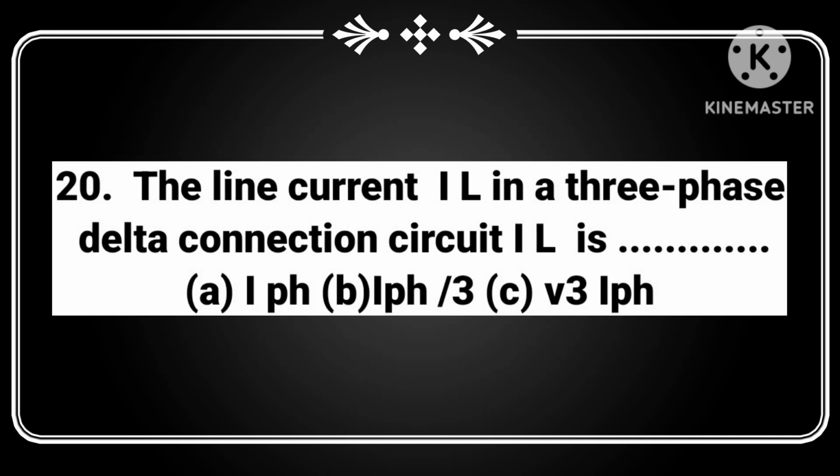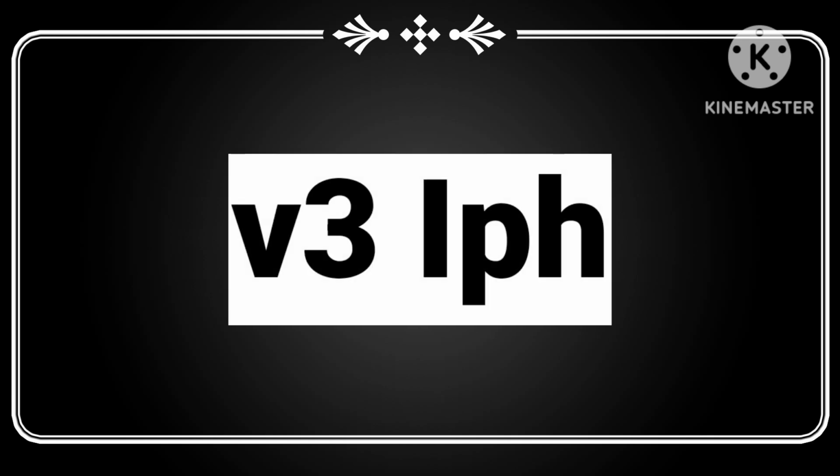The line current IL in a three-phase delta connection circuit is dash. A. IPH. B. IPH by 3. C. Root 3 IPH. And the correct answer is root 3 IPH.